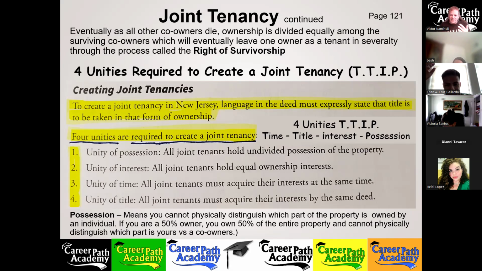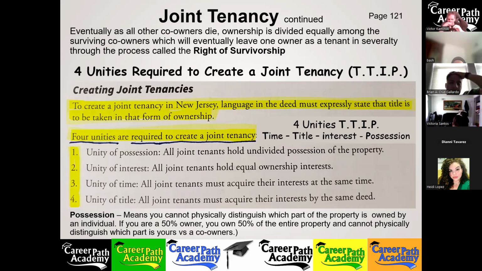That they have to take ownership at the same time using the same deed. You cannot have unequal ownership shares. All right. And you can't leave it by will to your heirs because of the right of survivorship, of course. Those are the types of things that you may get questions on about the exam.